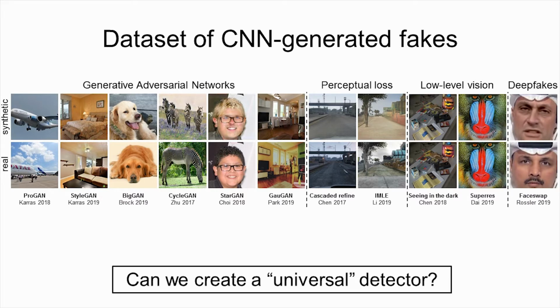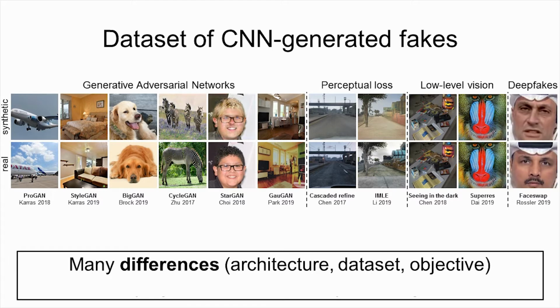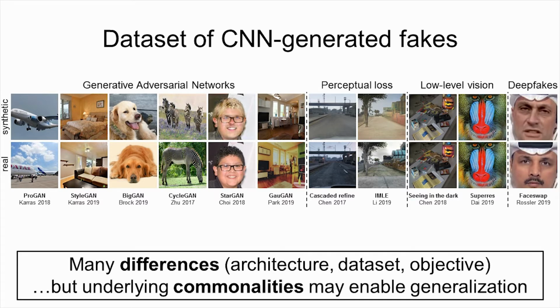We study whether it is possible to have a universal detector that generalizes to all CNN-based image synthesis networks. Notice that the methods we collected have vastly different architectures, datasets, and objectives. Similarly, a future model can be drastically different from the current ones, and these domain gaps make generalization difficult. However, is there a generic fingerprint left by CNNs that makes them distinguishable from real images? If so, can we train a detector that detects such fingerprints?